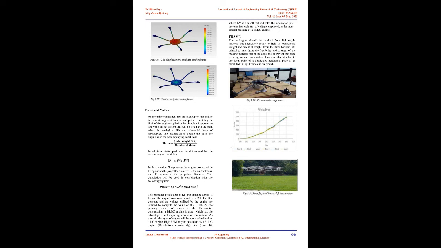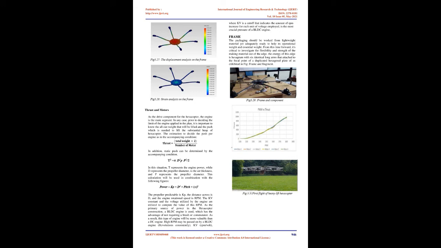In this situation, T represents the engine power, while D represents the propeller diameter, ρ is the air density, and P represents the propeller pitch. This calculation will be used in combination with the following figures. The propeller constant is Kp, the diameter is d, and the engine rotational speed is rpm. The kV constant and the voltage utilized by the engine are utilized to compute the value of this rpm.